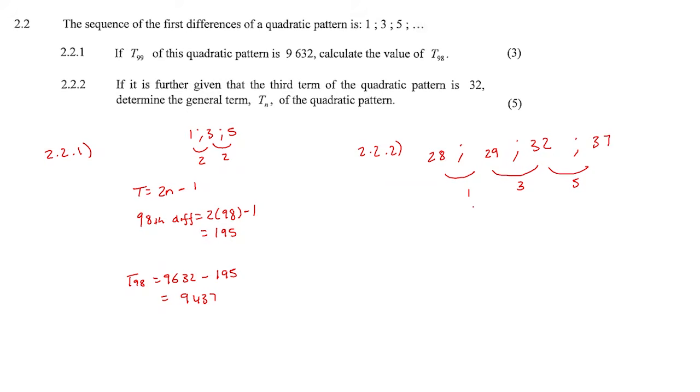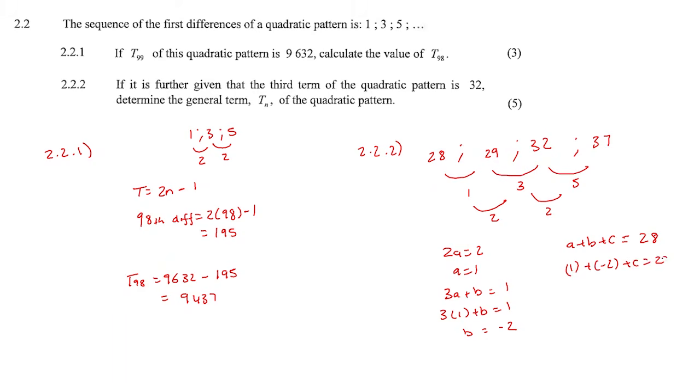We then know our second difference is 2, so we can use 2a is equal to 2, so a is equal to 1. 3a plus b is equal to 1, and we have a being 1, so our b value becomes -2. We have a plus b plus c equals 28. We have 1 plus -2 plus c equals 28, so our c value becomes 29.